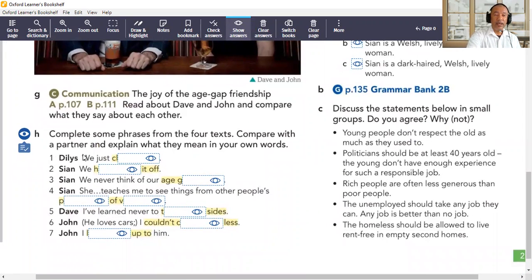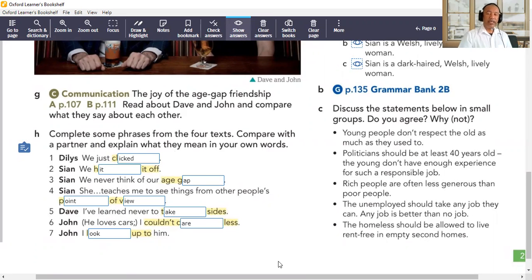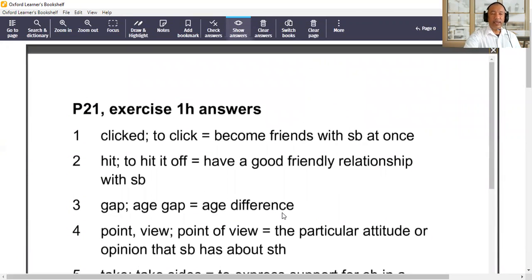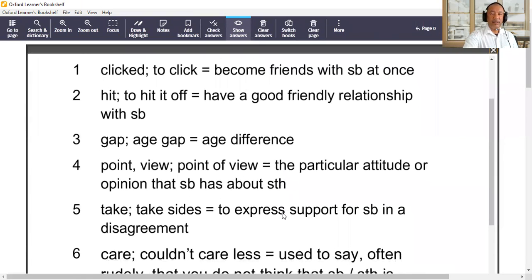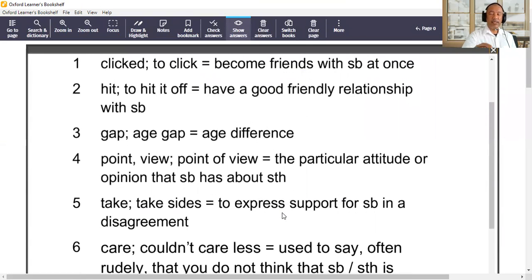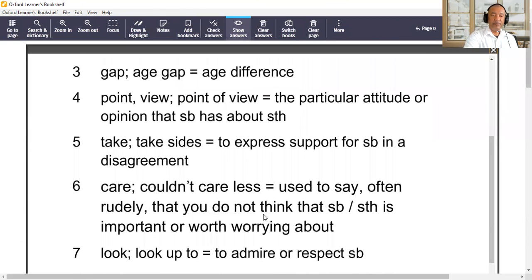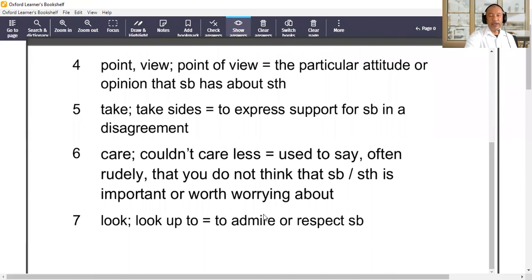You still have this Dillis thing here, right? What it means? So we just clicked, we hit it off. These are expressions from the text, which mean this here. So they clicked, they became friends at once because they had this relationship in a certain environment. Hit it off, right? Age gap, and so on. Look up to is to admire, of course.